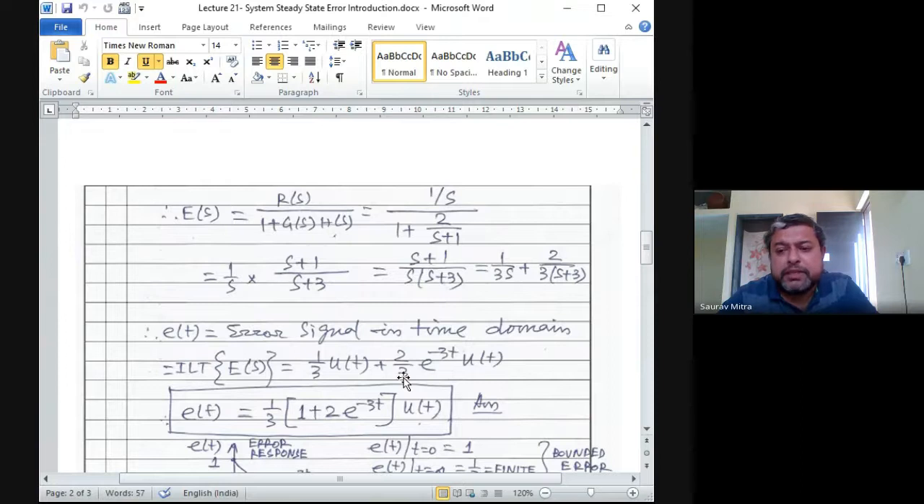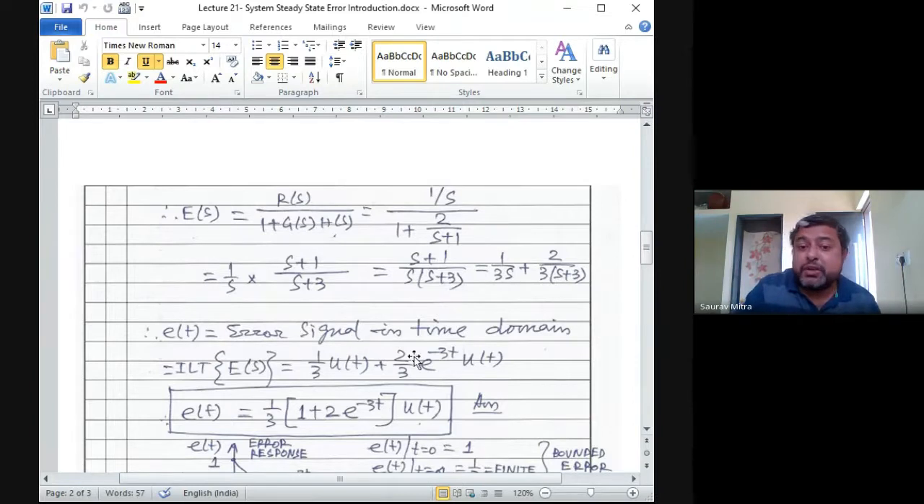1 by 3 u(t). At t is equal to 0, amplitude is 1 by 3. At t is equal to infinity, amplitude is 1 by 3. So this is a DC. Whatever error e(t) you are finding, this is having two parts. One is a steady part, that is the DC part. Another is a reducing part.